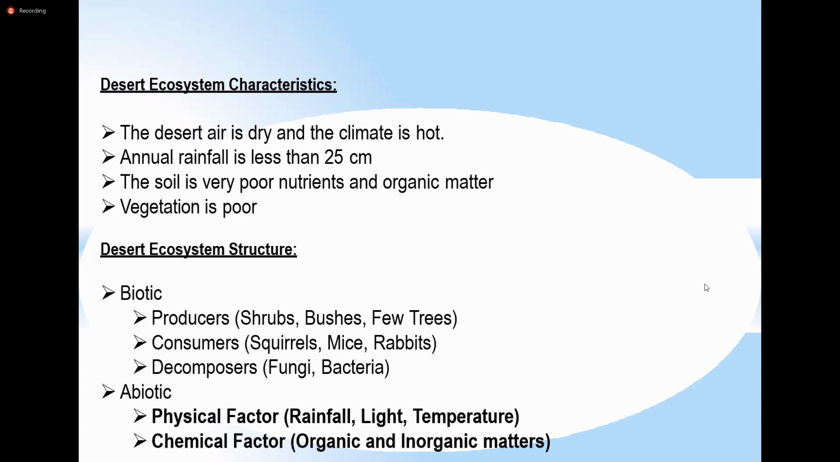Again, desert ecosystem also has biotic and abiotic factors. Producers are shrubs, bushes, few trees, and consumers are squirrels, mice, rabbits. Decomposers. Decomposers in all sorts of ecosystems are generally fungi and bacteria. And abiotic components are the rainfall, light, temperature, and chemical factors are organic and inorganic matters.